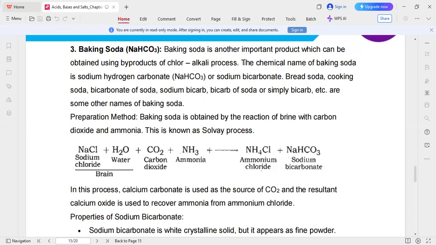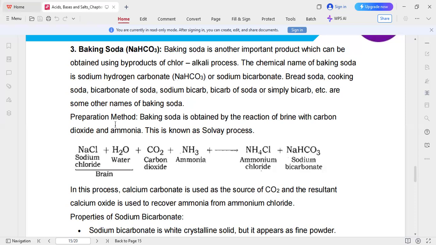So we can see the chemical name of baking soda is sodium hydrogen carbonate, NaHCO3, or sodium bicarbonate. Bread soda, cooking soda, bicarbonate of soda, sodium bicarb of soda, or simply bicarb, etc. are the other names of baking soda. You should know these are other names of baking soda, children.